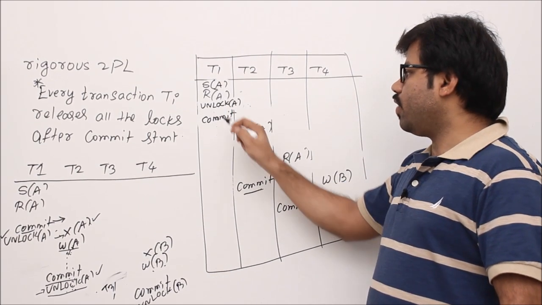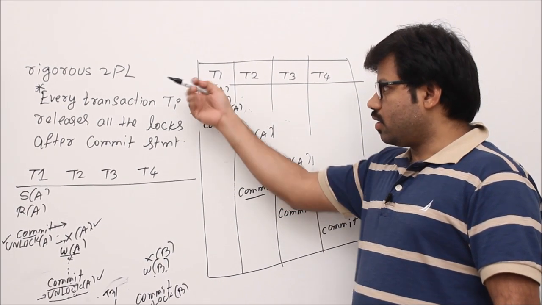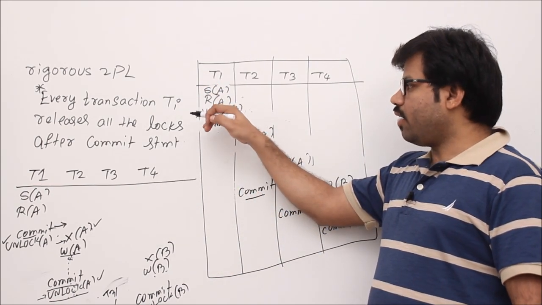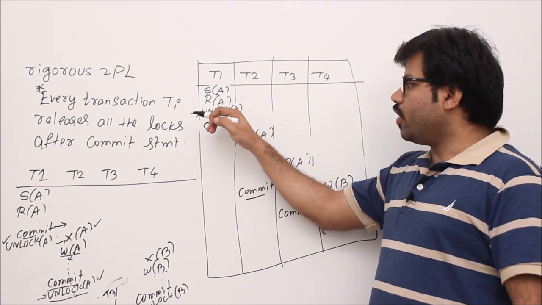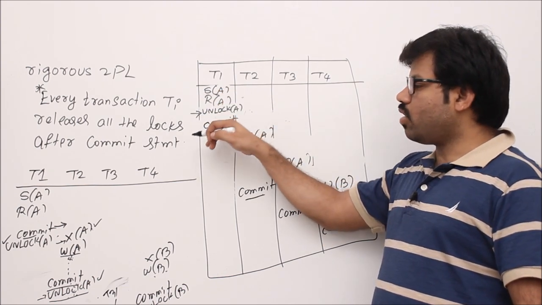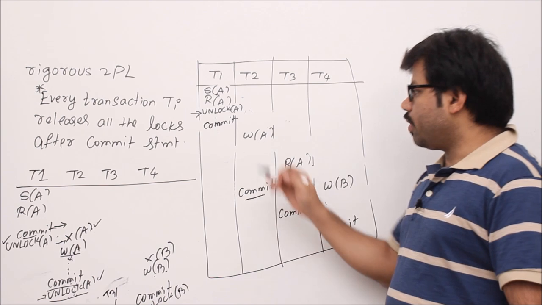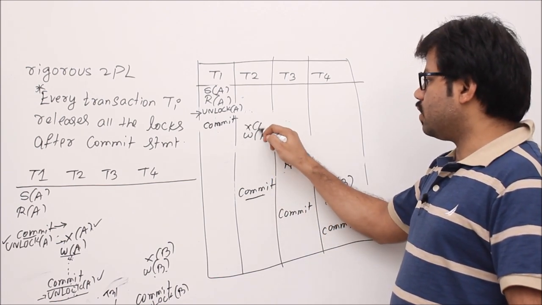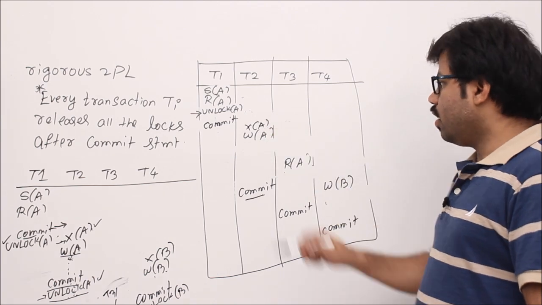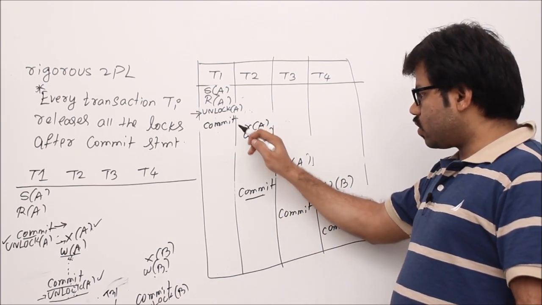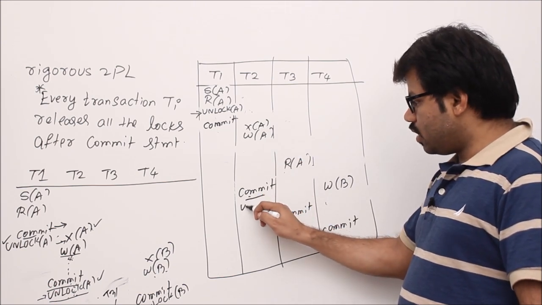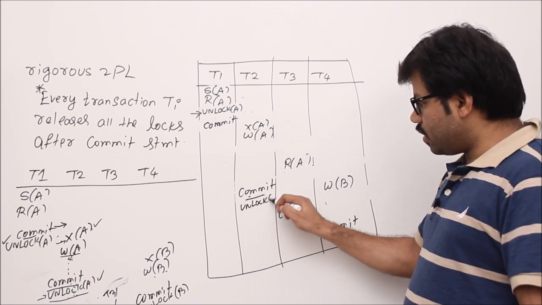So that is the difference between rigorous 2PL and strict 2PL. In strict 2PL, we can release shared locks at any time, but in rigorous 2PL we have to release even the shared lock after commit. That's the difference. Now because of that, T2 can happily complete its write of A because we can have an exclusive lock on A, but the problem is that the exclusive lock should be released after what? This commit. So this is the earliest point where we can release A.